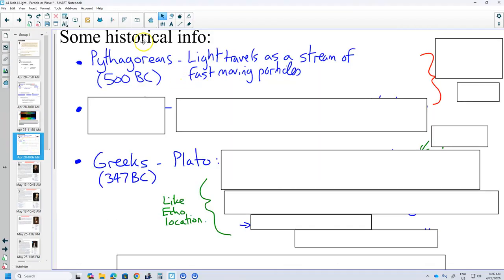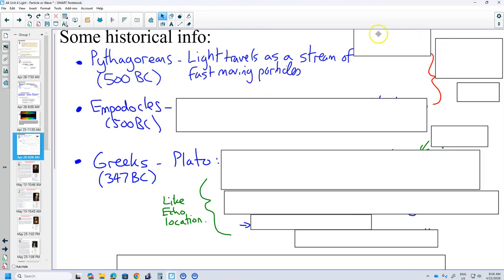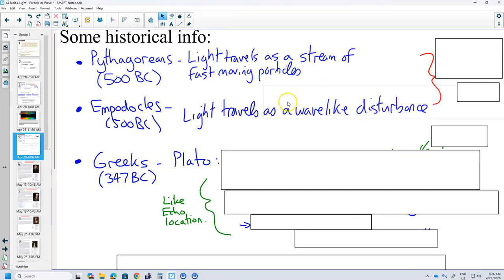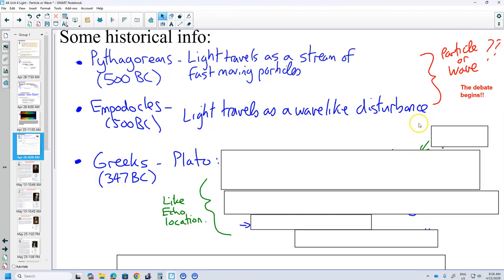It's not yet. So some historical information, going back here. The Pythagoreans, way back, thought light travels as a stream of fast-moving particles. Empedocles, I believe that's how you pronounce that name, was basically an opponent, or thought differently, right? That light travels as a wave-like disturbance. So even way back then, the particle or wave debate began.